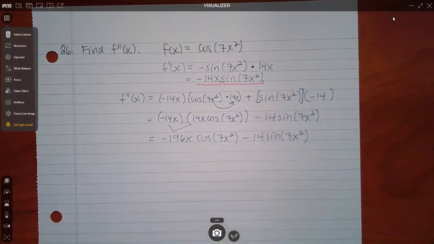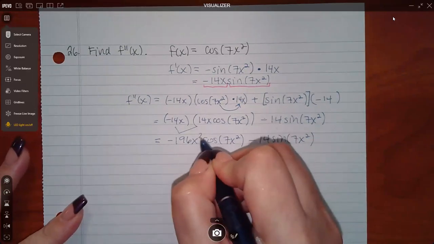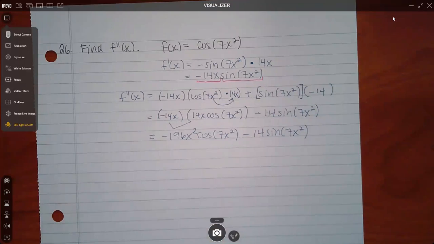Is this right? Not right. 196 is the whole expression for x. Negative 14. The numbers are not wrong, but there's something wrong. There you go. I did x times x, which is x squared, exactly. You don't need to mess with that anymore, just leave it alone.